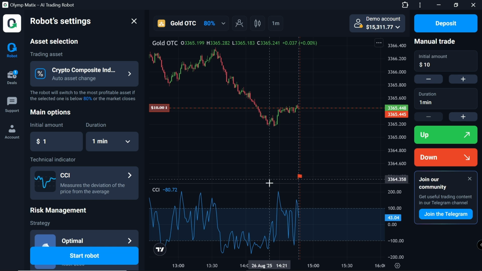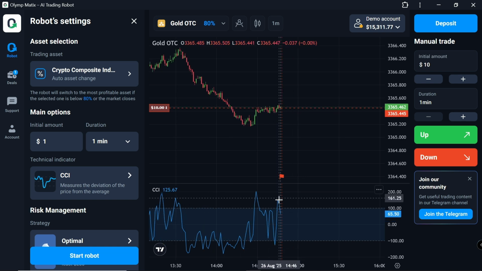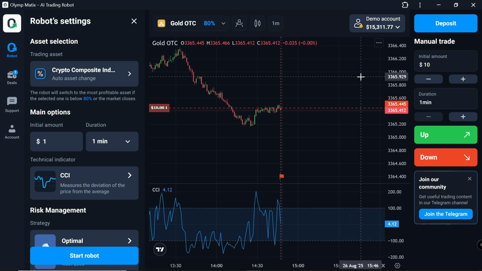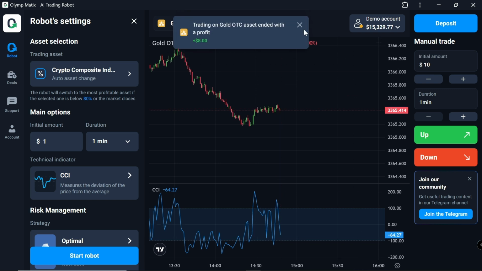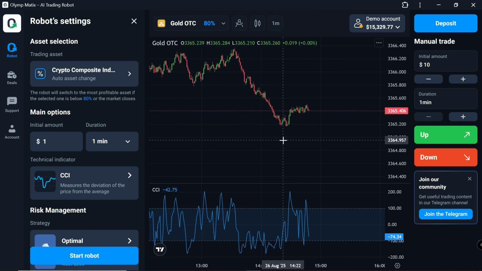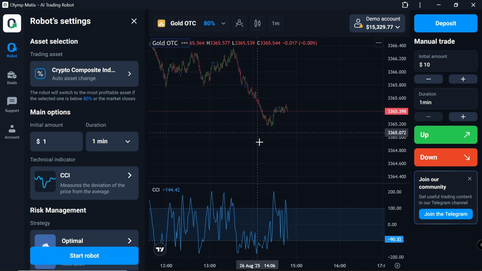So what I usually do is that I wait for the CCI to give me a clear impulse reversal, and then I can take the trade manually like that. So right guys, as you can see there, a profit was made, and you can clearly see that I looked at the market trend first and then I traded in line with the CCI.